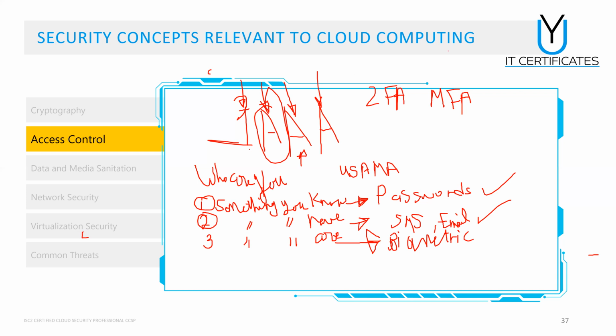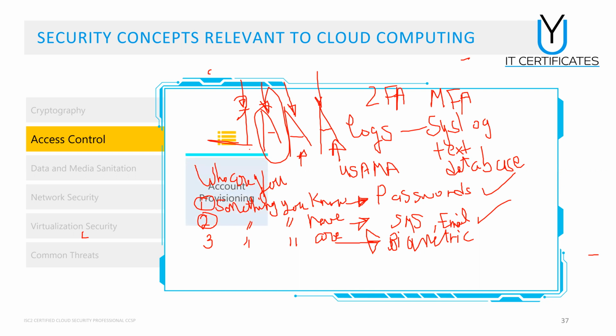And finally, accounting. Accounting is: what did you do? It will be in the form of logs. Whatever you did on the network will be registered and logged. It can be logged on a syslog server, in a text file, or in a database, whatever the type of logging, which can be used in the future for analyzing your connectivity, analyzing application and service connectivity, and whether there are any attacks or attempts by a hacker to attack your network. This is what we call access control.